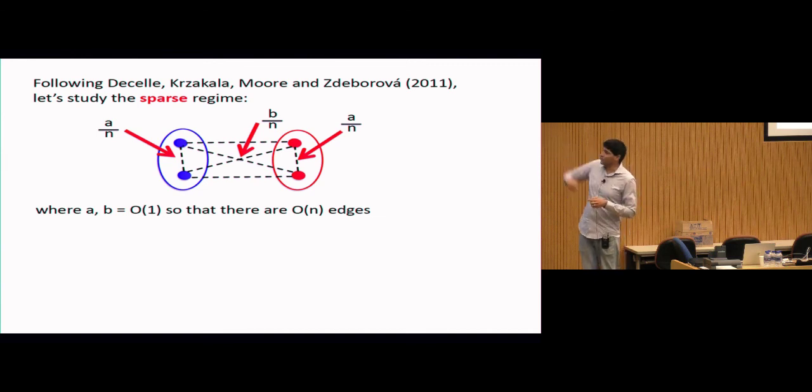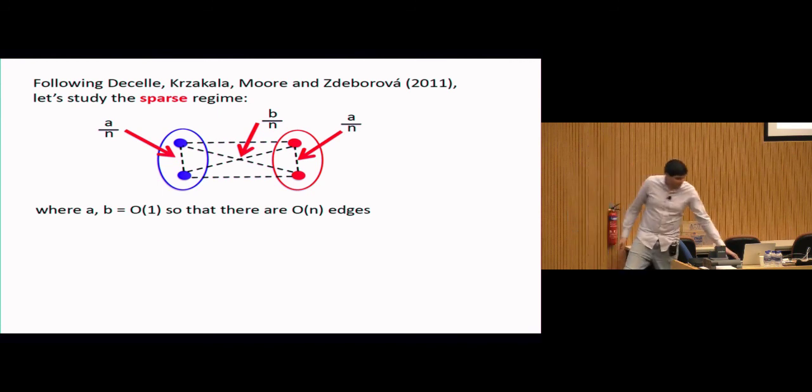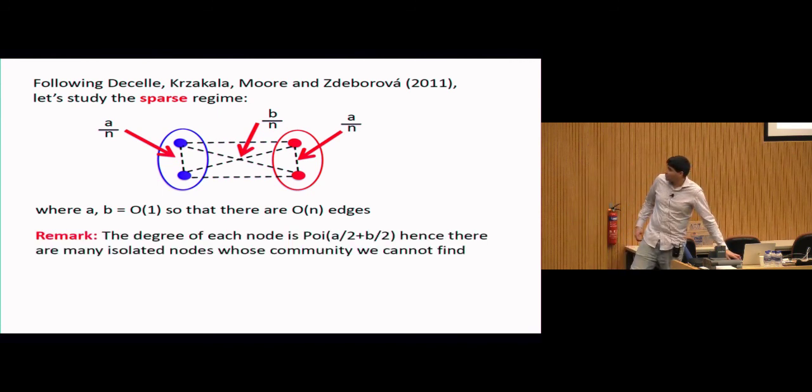And let's say that the connection probabilities within a community are a over n. Think about a as being a constant. And the connection probabilities between communities as being b over n. Again, b is a constant. So you can ask the question, when can you recover the community structure?